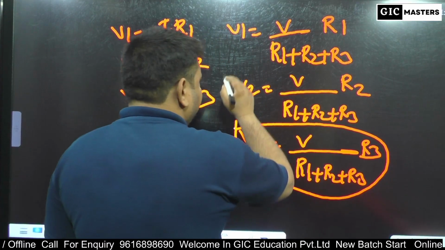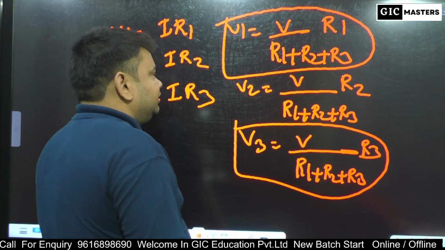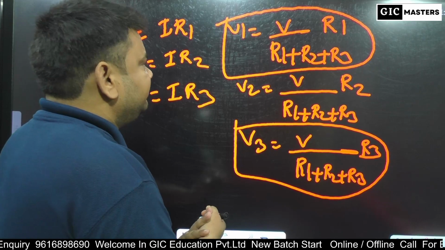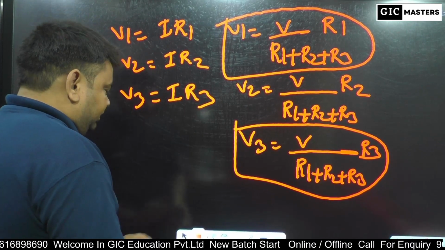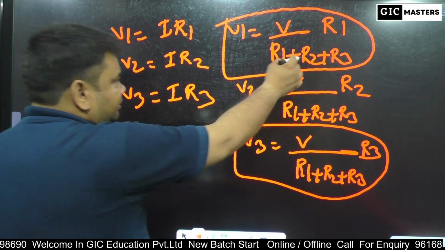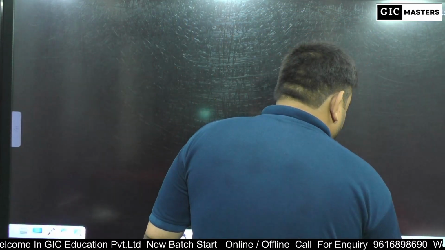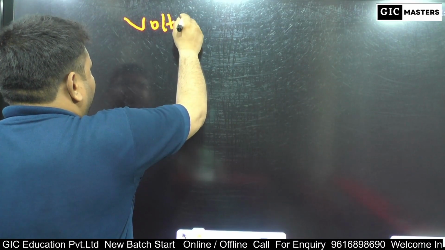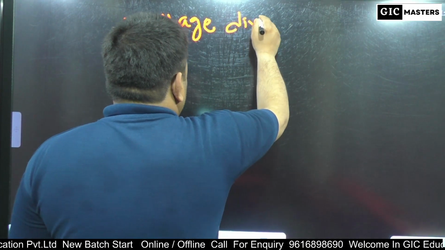These are the voltage and resistance relations in series combinations. In series combination, we also discuss the voltage divider rule, the voltage division rule.